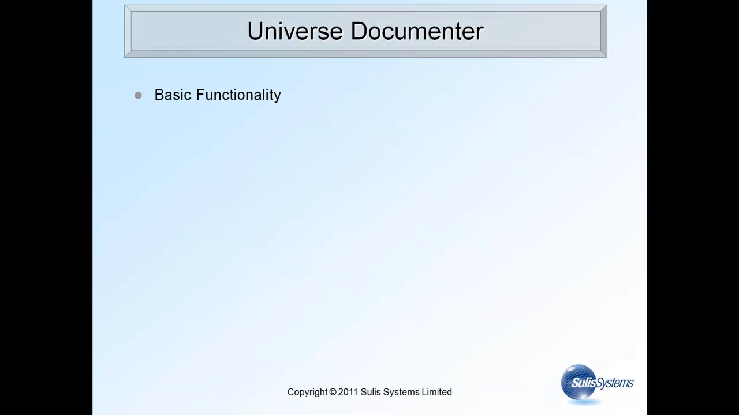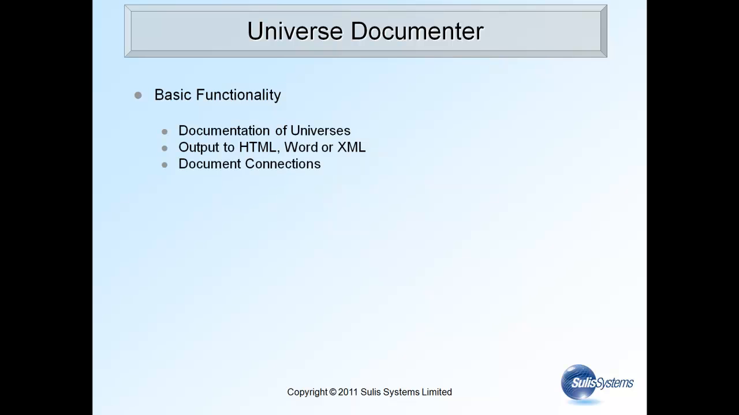The main purpose of the Universe Documenter is to automatically document your BusinessObjects universes into a useful format. This can be either HTML, Word or XML. It will also document your BusinessObjects connections and list the network engines that you have available. Universe Documenter comes in different versions for BusinessObjects 5i, 6, XI Release 2 and XI Release 3.